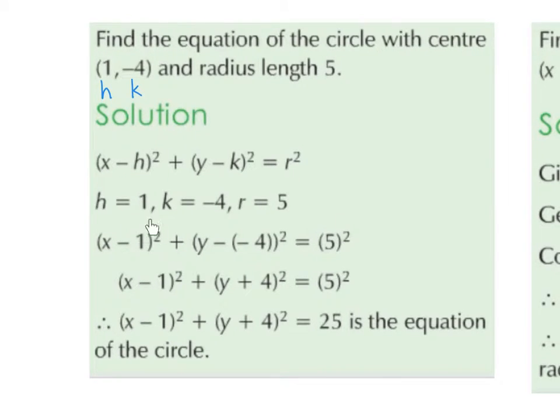So we have x minus 1 squared, just stays as it is. And y minus minus 4 squared becomes y plus 4 squared. And that's still equal to 5 squared. And the only other thing to do is just to change the 5 squared to 25. So x minus 1 squared plus y plus 4 squared is equal to 25 is the equation of the circle.